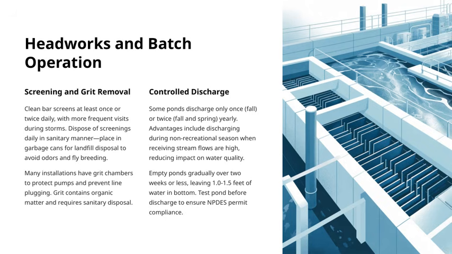Now, let's talk about headworks and batch operation, starting with screening and grit removal. It's important to clean the bar screens at least once or twice daily, but during storm events, more frequent visits are necessary to keep the system running smoothly. When disposing of screenings, always do so in a sanitary manner, placing them in garbage cans for landfill disposal. This helps prevent odors and fly breeding around the facility. Many installations include grit chambers to protect pumps and avoid line plugging.